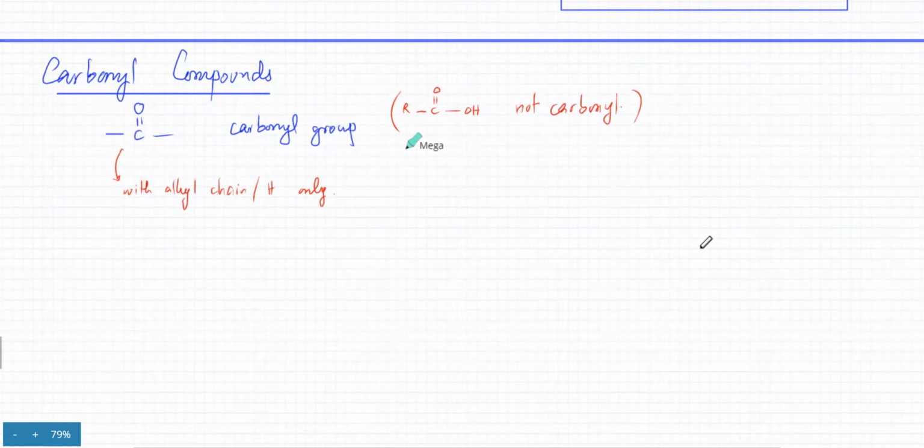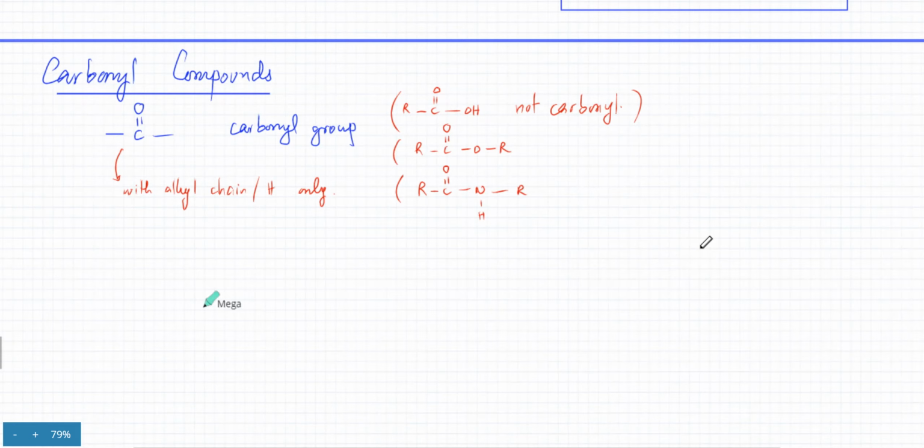You have other functional groups that are not carbonyl. For example, you had esters. If you remember, this is an ester. It's not a carbonyl group. You have amides, like polypeptides, etc. If you take bio, you probably have studied this as well this year. So these are not carbonyl. Remember that. When you talk about carbonyl groups, it's only going to be C double bond O.